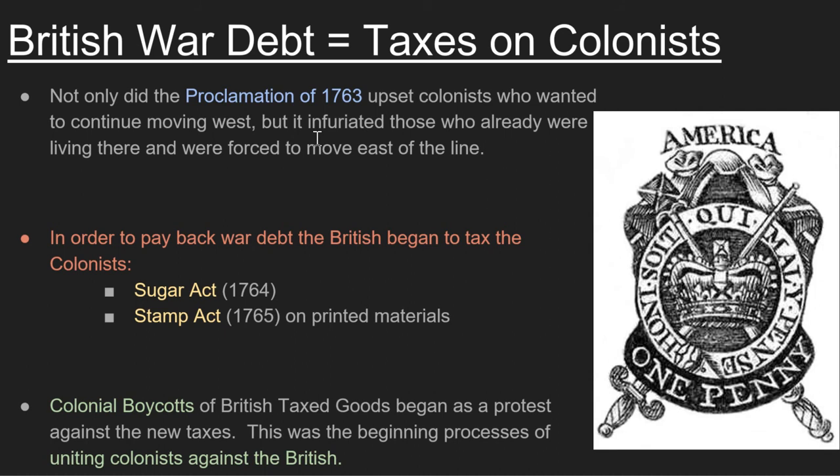Colonial boycotts of British taxed goods began as a protest against these taxes. They stopped buying these products. This was the beginning processes of the uniting colonists against the British. Think about it. All these colonists were unique and separate and individual in their different colonies, but they were all taxed equally here. So now they began to unite in their revolt, their boycotting, and their resistance to what the British were doing.